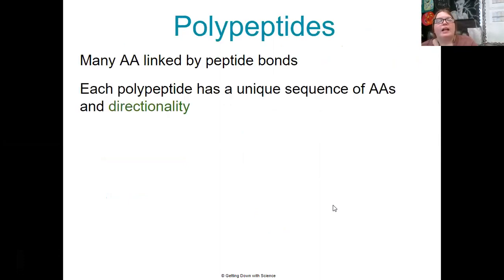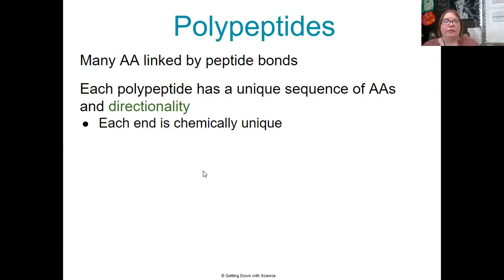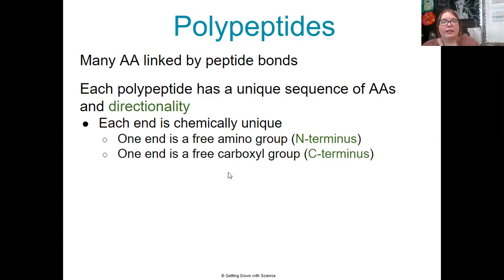Polypeptides. We can have lots of amino acids linked by peptide bonds. Each polypeptide has a unique sequence of amino acids. When we make a protein, it's like beads on a string. We have the initial sequence, 1, 2, 3, 4, 5, and then directionality. How are they put on there? Each end is chemically unique. One end is a free amino group. One end is a free carboxyl group. Because you think it's repeating, so it has to have an end somewhere.